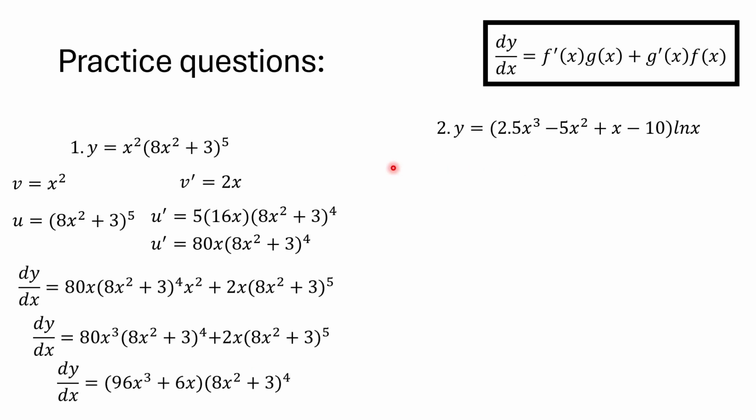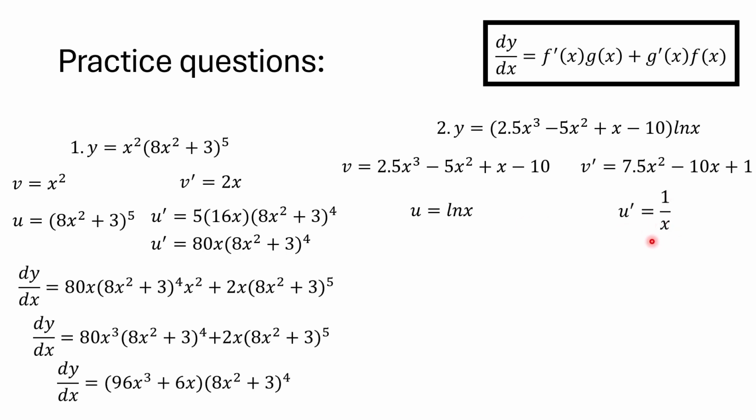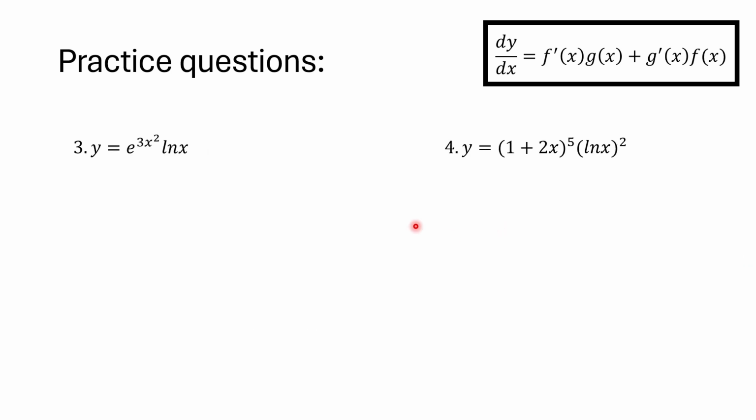Looking at question 2, v is equal to this function, 2.5x cubed minus 5x squared plus x minus 10. And then we differentiate. v' is 7.5x squared minus 10x plus 1. And u is equal to the natural log of x, and u' is equal to 1 over x. And then if we just apply the formula, you just get this. And there's no simplifying that you can really do. I should have brackets around here. Sorry for that. But just imagine there's brackets around there. There's not really much simplifying you can do, I'd say. So there you go. That's that question.